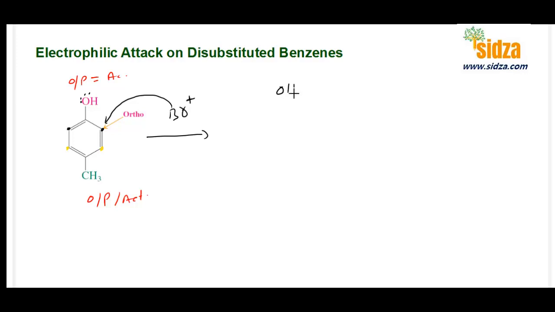So what will you get? You will get an OH on the benzene ring over here, and then you will have a methyl here. Now the Br positive will do the substitution at the ortho position over here, correct, at this particular position. Let's take one more example here.